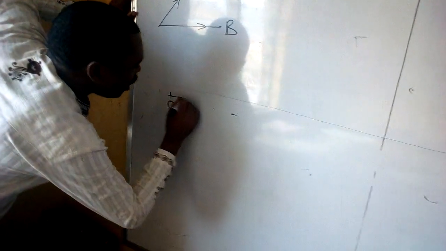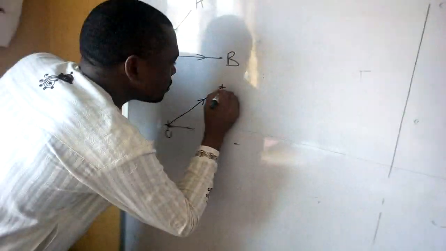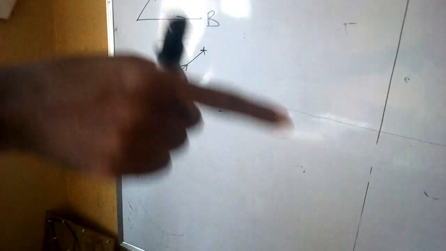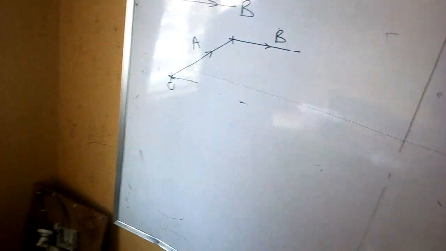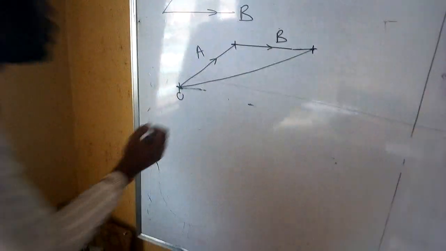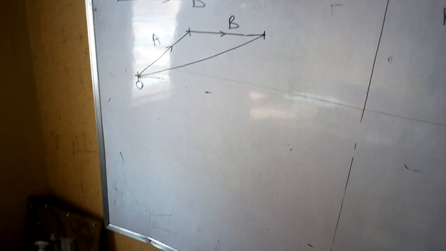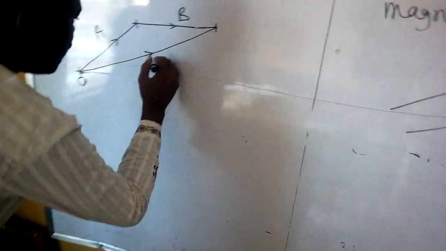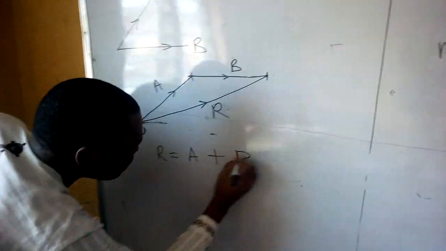Start from any one. Draw the first vector, let's say A, where the first vector stops, start the next vector. So add B. The resultant of the two vectors is the vector joining the origin to the end of the last vector. Let's call it R, so that you know we are talking about the resultant. So R here is A plus B.